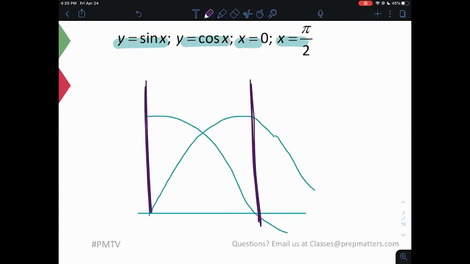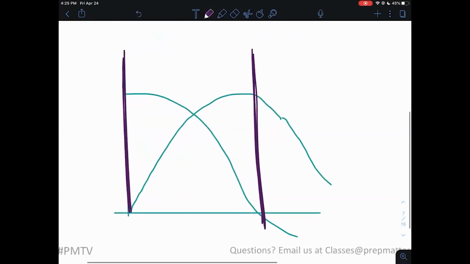So now in this particular sketch, this beautiful sketch of sine of x and cosine of x, we have one point of intersection right here. If you know your unit circle well, you know that this is pi over 4. If you don't, you can set these functions equal to each other and solve.